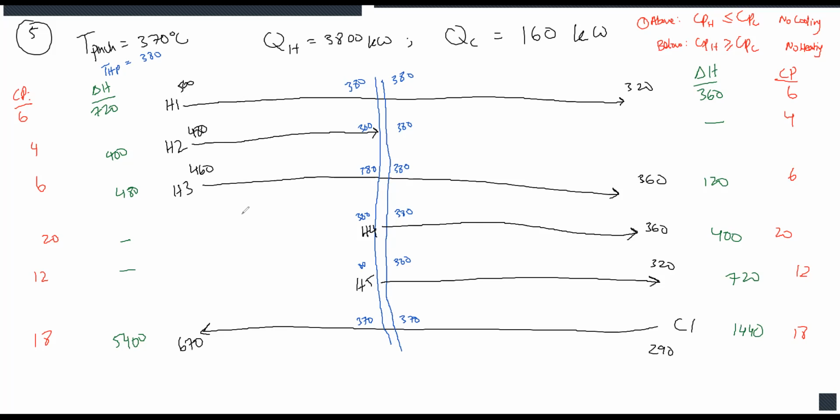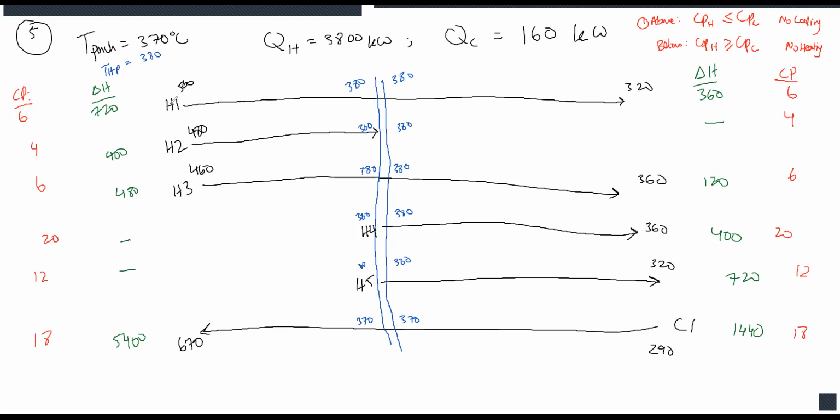Right, so now we'll have all our numbers. Let's start doing the matching. So I'm going to look above the pinch first. Again, CP hot has to be less than CP cool. I'm going to look at the first stream. H1 has a CP of 6. The cold stream has a CP of 18, so I can do this connection.